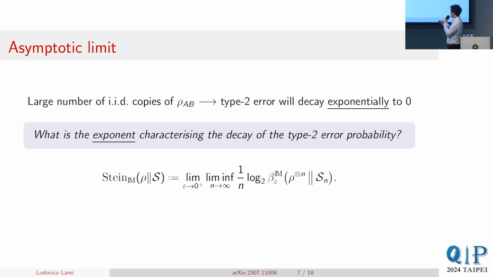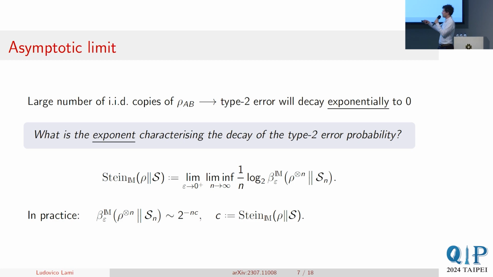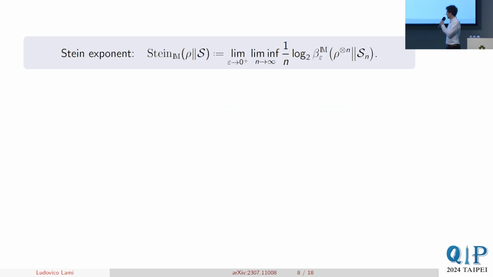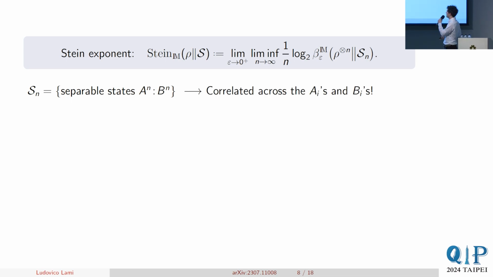In practice, this exponent is called the Stein exponent. This depends on the set of measurements you're using, of course. And it's given by this friendly-looking expression, I guess. So in practice, you should think of it like this: the minimized type 2 error probability decays to 0 with n with this coefficient, which is just the Stein exponent. Right, so that's the expression. What is Sn there? The Sn there is the set of separable states over n copies of Alice's and Bob's systems.